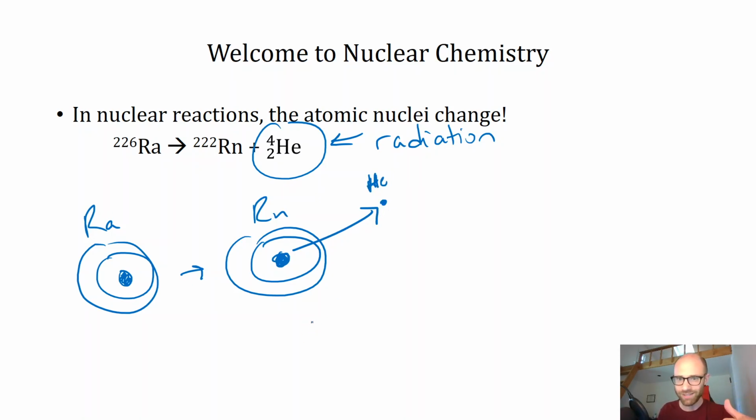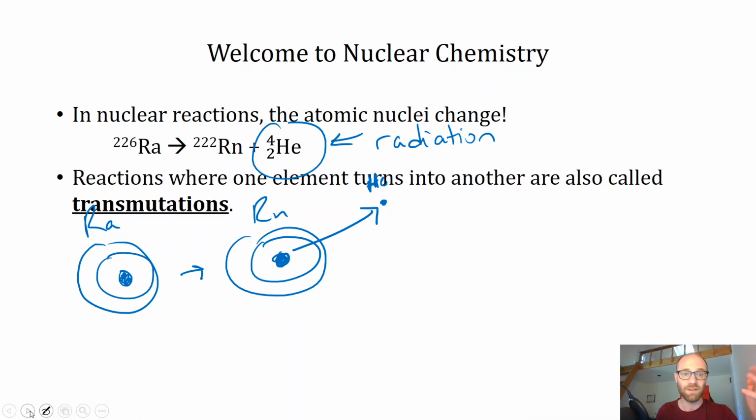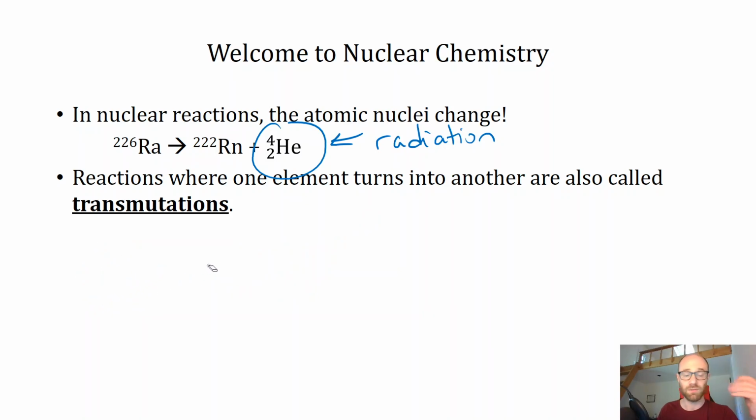We don't do it, really. I mean, okay, I'll talk about that later. But in this case, it just happens. Reactions where one element turns into another, we're just going to call, in general, a transmutation reaction. Anytime that happens. So that if one were to try and turn lead into gold, that would fall into that transmutation.